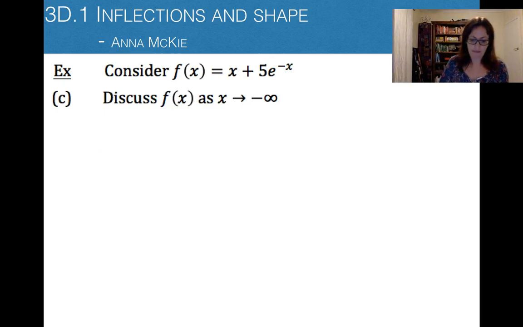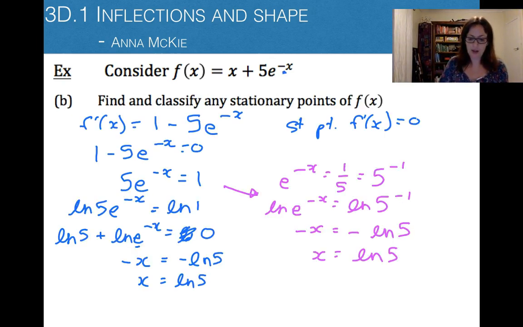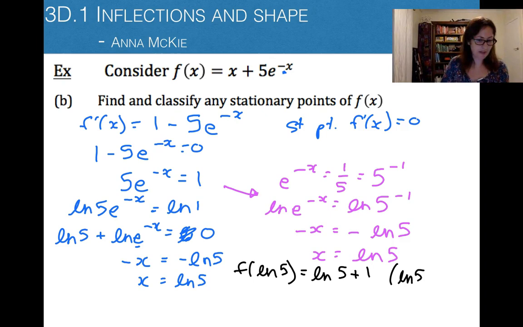And, I need to go back. So we need to classify the stationary points. First of all, the point is at ln5, we need to substitute that into the function. For time, I'm just going to speed this one up. So f of ln5 comes out to be, if you want to work it out exactly, ln5 plus 1, which as a decimal is 2.61. Feel free to check that on your graphics calculator when you substitute in ln5 and find the y value.